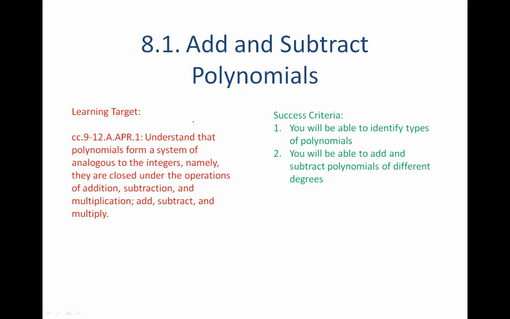Hello, welcome. This is chapter 8.1 from Holt McDougall Algebra. We are looking at adding and subtracting polynomials.